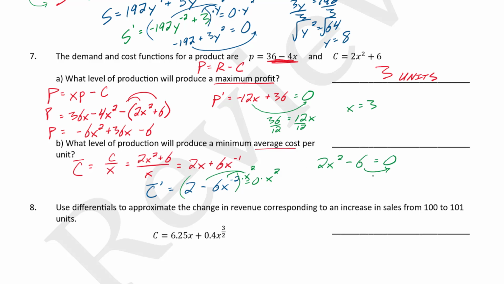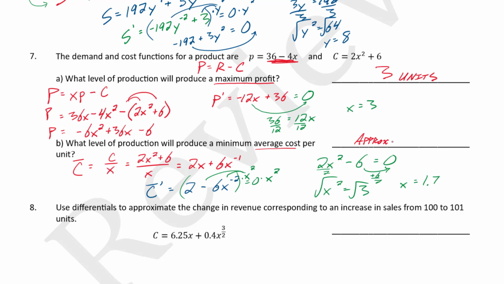So adding the 6 over, and then dividing by 2 after that, that should give me x squared being equivalent to 3. And then take a square root of that, I end up with x equaling, can't really have a negative unit, so it's going to be plus or minus, but I'll just keep the positive one. And then square root of 3 comes back like 1.7-ish. So since I can't really have decimals of units, I would go ahead and say that this would be a minimum average cost per unit at approximately 2 units.